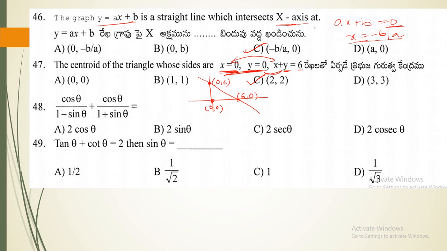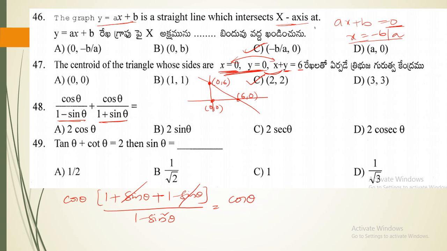Question number 48. So cos theta by 1 minus sin theta plus cos theta by 1 plus sin theta. Now what we can do here, if I take the LCM, in the numerator I have cos theta as common. So when I take the LCM, I can write it as (1 plus sin theta plus 1 minus sin theta) by, what is the denominator? The product of these two terms is my LCM, which I can write as 1 minus sin square theta. So here minus sin theta plus sin theta gets cancelled. So what I am left with is cos theta into 2 by 1 minus sin square theta, and I can write 1 minus sin square theta as cos square theta. So in the square one cos theta gets cancelled, so I can write it as 2 secant theta. So the answer is 2 secant theta.